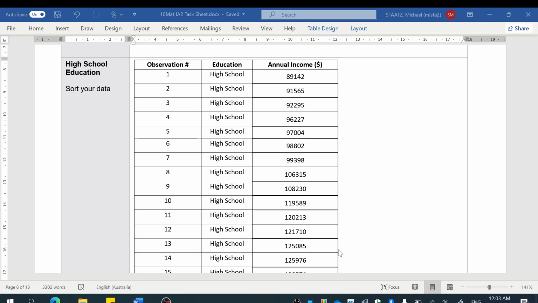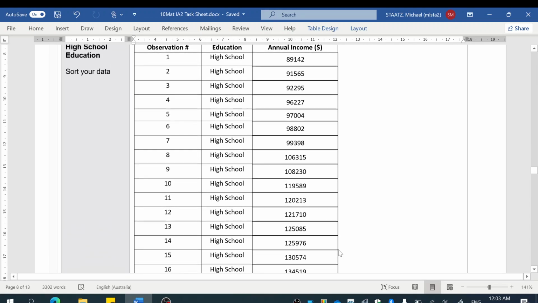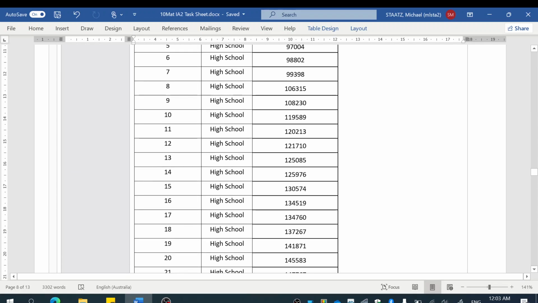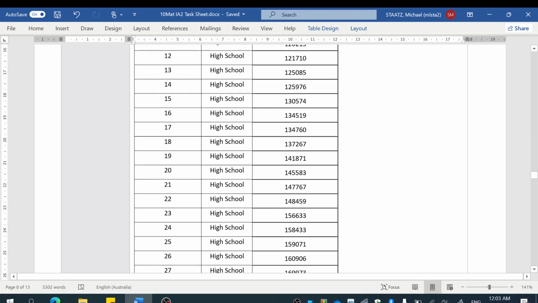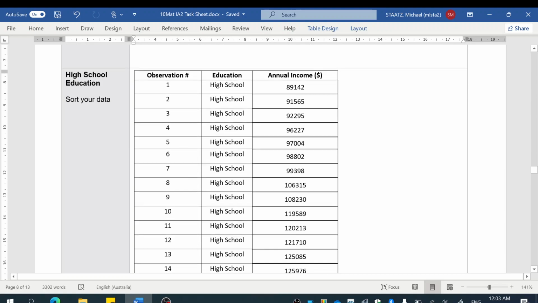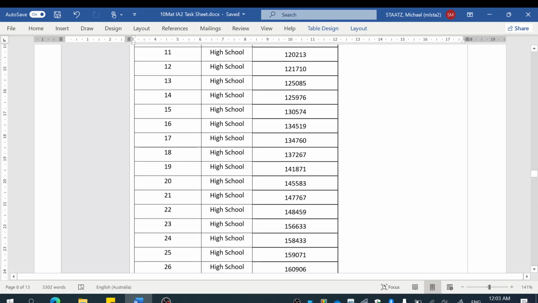So we're going to start with the point of having your data sorted and copied or written into your task sheet. So this is my task sheet. I was student 30 and I've sorted my data from smallest to largest. To start my 5-number summary, the first thing I'm going to do is work out the median. To do that, I have a look at how many observations I have, and I have 30.